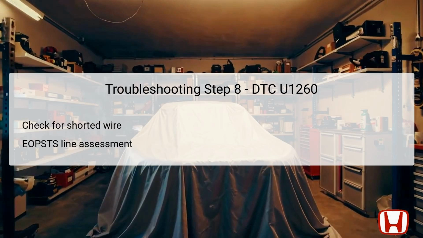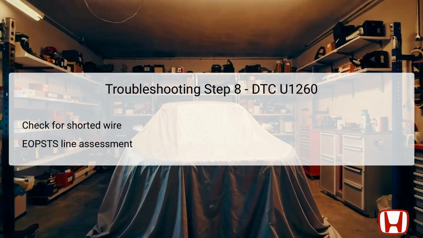In Step 8, the focus shifts to checking the EOPSTS, electronic oil pump status line, where a potential shorted wire may be present. Following the protocol, the technician starts by turning the vehicle to the off mode, jumping the SCS line with the HDS, and then disconnecting the TCM 50P connector. Resistance is measured between two specified test points, while ensuring that the vehicle remains in the off mode.